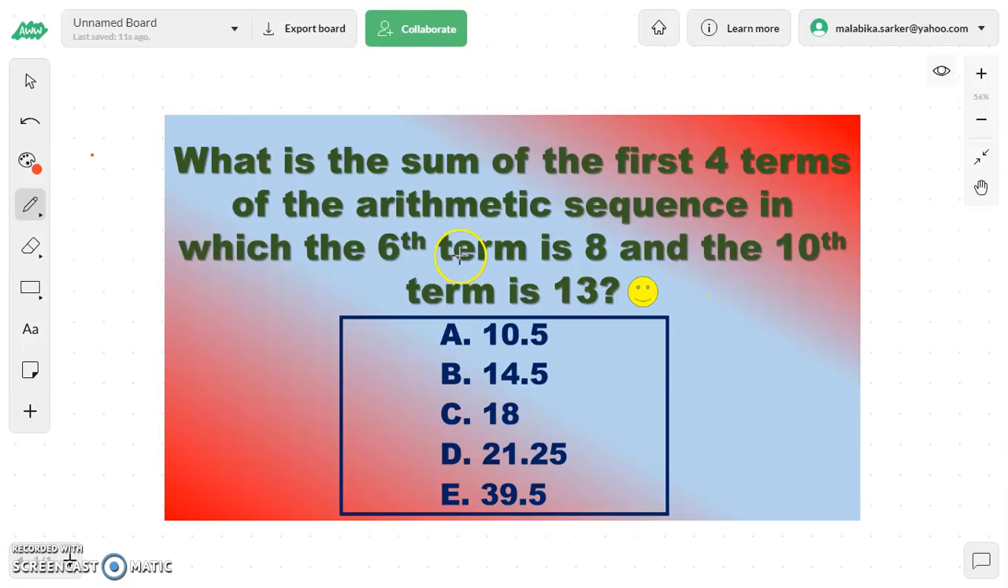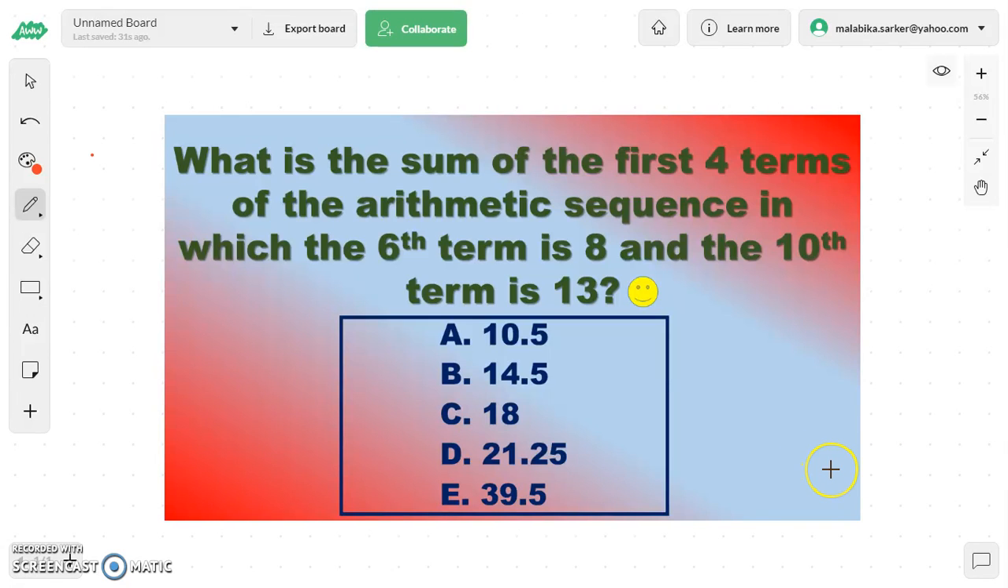The question is, what is the sum of the first 4 terms of the arithmetic sequence in which the 6th term is 8 and the 10th term is 13? 5 answer choices are given here. I will suggest you to pause the video and try to solve the problem by yourself.